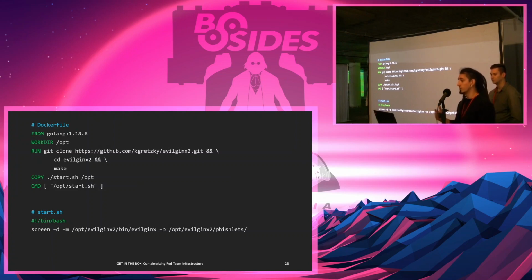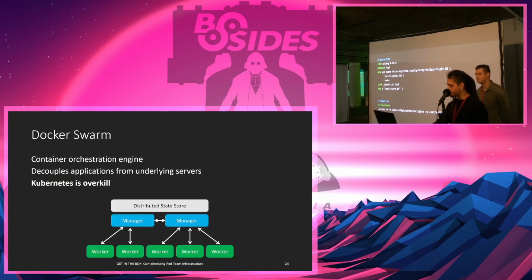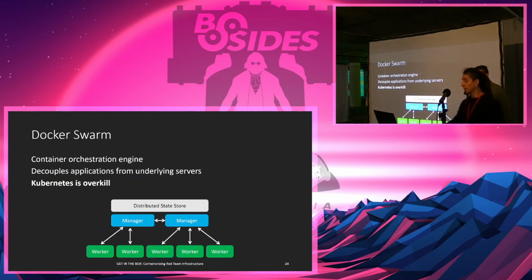But for the most part, the Dockerfiles are relatively straightforward. So again, to come back to Docker Swarm, this is our container orchestration engine. And again, if that phrase doesn't mean anything to you, think Kubernetes, but not as complicated and complex. So its whole job is, again, to decouple the application from the underlying infrastructure.